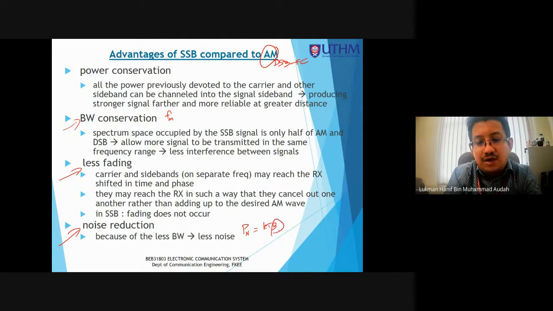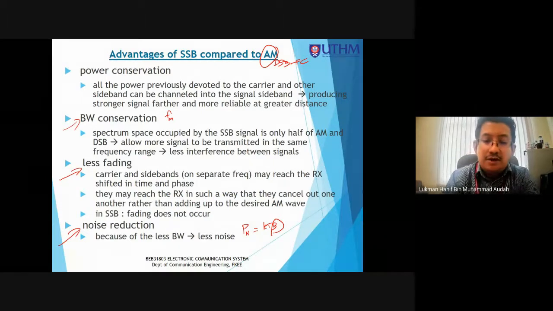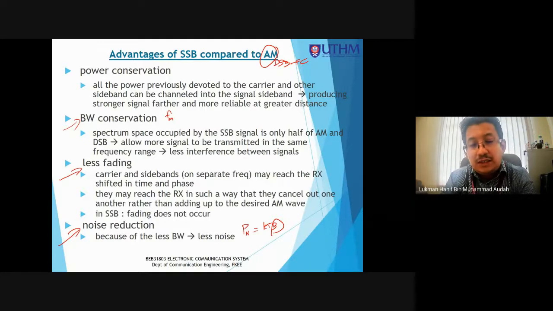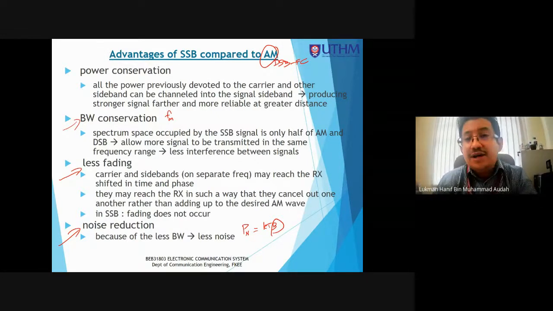So kalau bandwidth itu kecil daripada double sideband full carrier, bermakna kita boleh kurangkan noise power yang terhasil daripada penghantaran signal tersebut kerana bandwidthnya rendah, cuma FM sahaja, which is good. Okay, dari segi gangguan noise dia lebih rendah berbanding dengan double sideband full carrier.